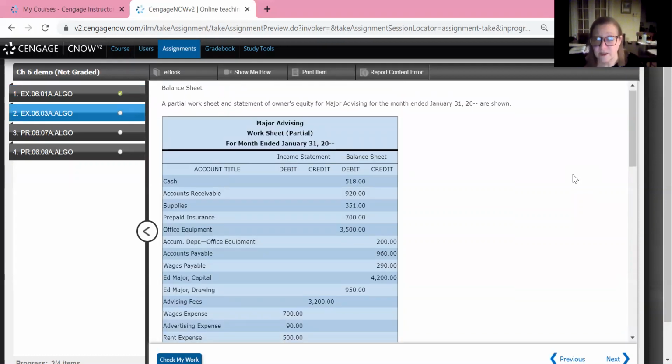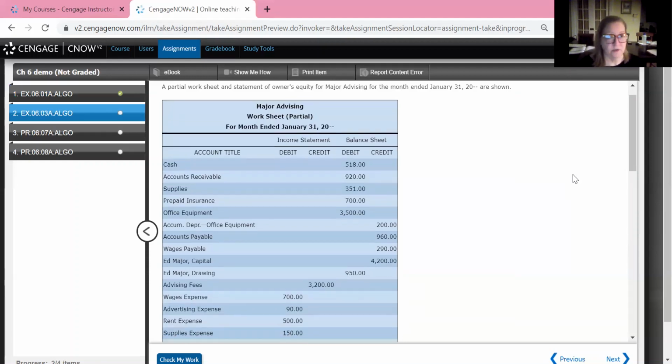This one's having me do the very same type thing. This is the same company, but it's reset the numbers because I'm doing algorithmic ones because I left the regular ones that are in the textbook to y'all. So major advising again, this is giving me the worksheet again, those same 4 columns. It's just different numbers because it's algorithmic, but it wants me this time to pull the balance sheet.